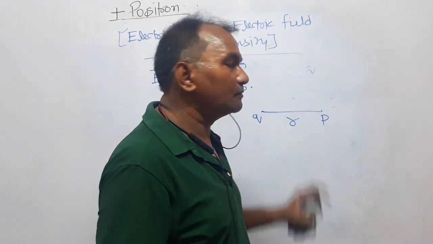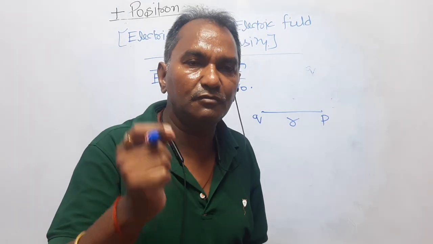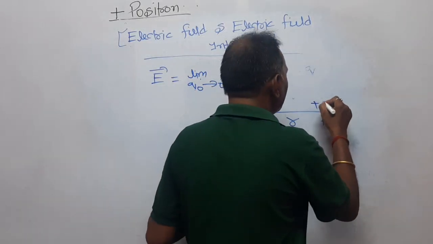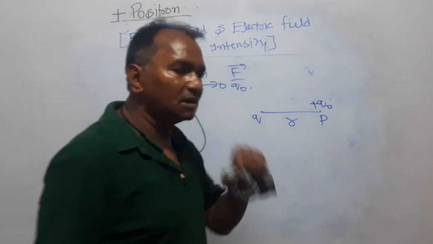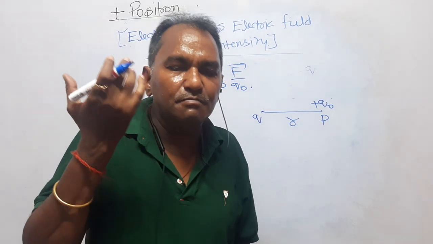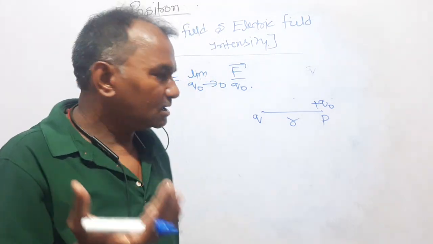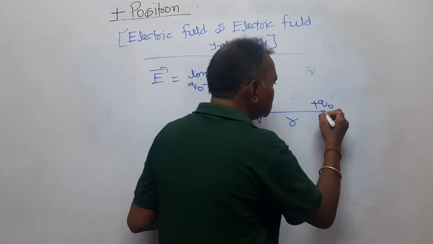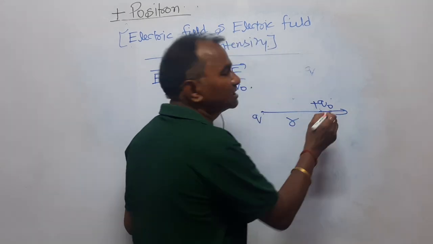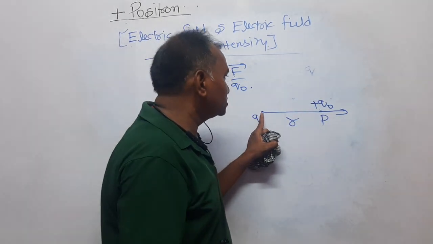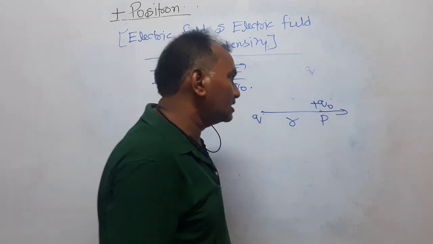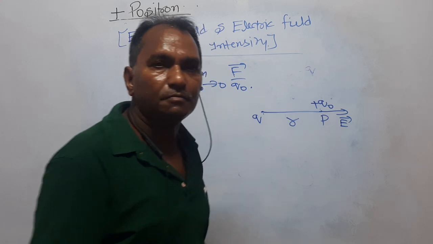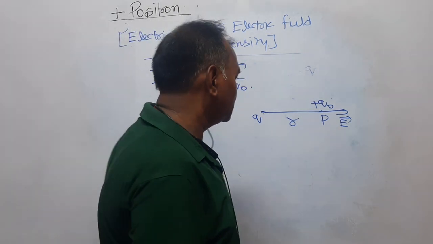Now, what will be the direction of electric field intensity at point P? In order to know that direction, we are keeping a positive test charge here. Either you keep it or not, just keep imagining it in your mind. Now, this charge will repel the other charge along the line joining the two charges, and that's why the direction of electric field at point P is this, vector E.